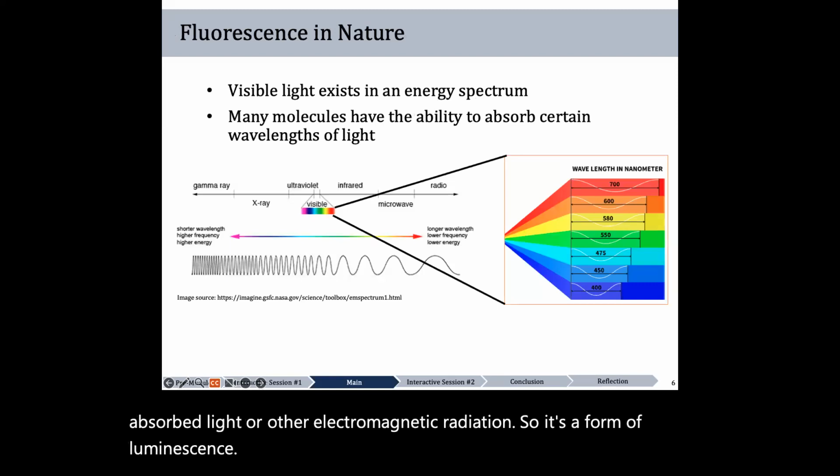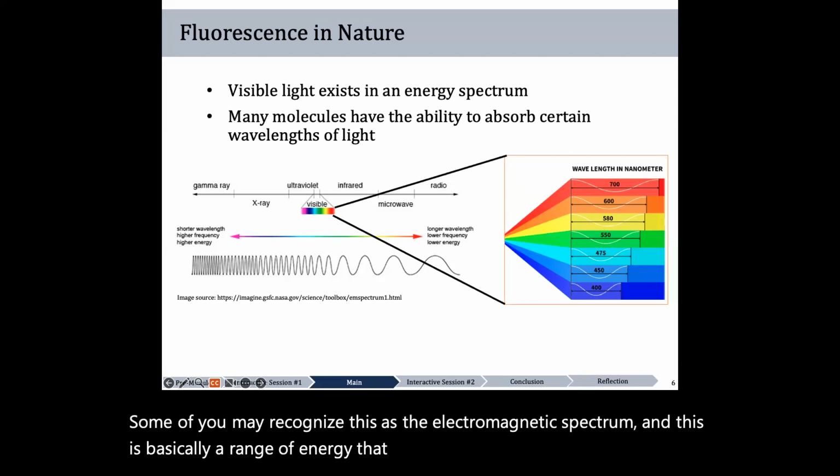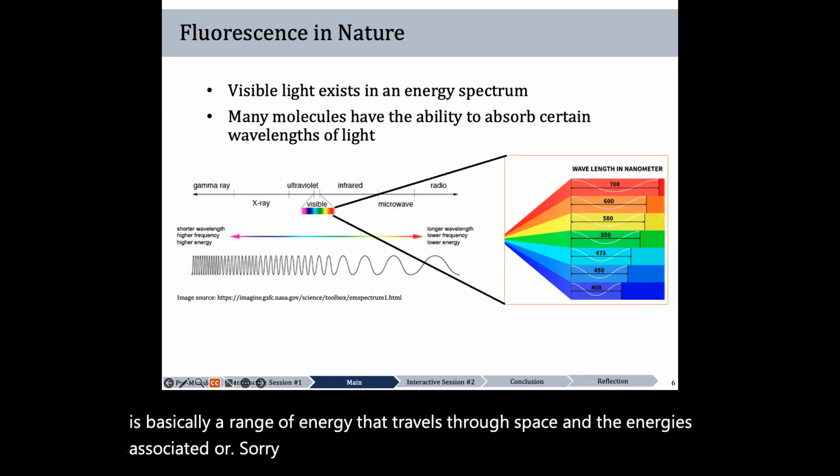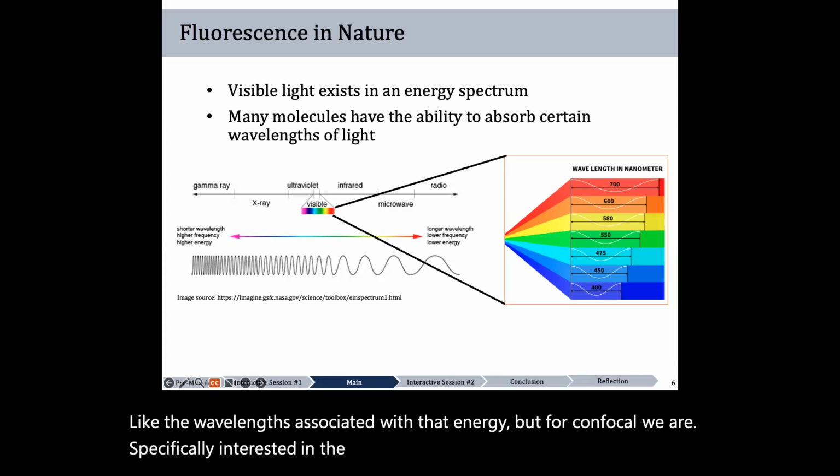Some of you may recognize this as the electromagnetic spectrum. This is basically a range of energy that travels through space, and the wavelengths associated with that energy. But for confocal, we are specifically interested in the range of visible light here, which is blown up.